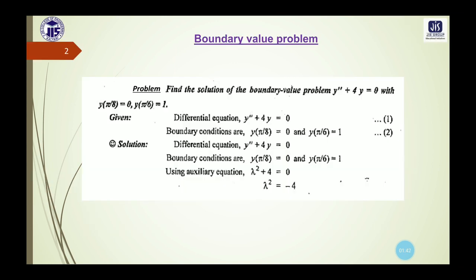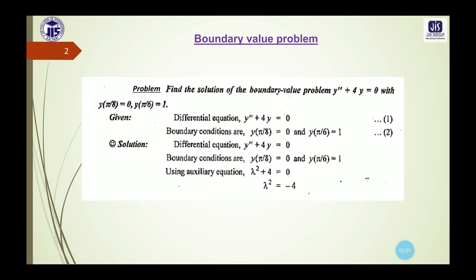So the first problem that we will discuss today is the boundary value problem. The concept of this boundary value problem was discussed in the earlier lecture. Now let us discuss the numerical based on that concept.